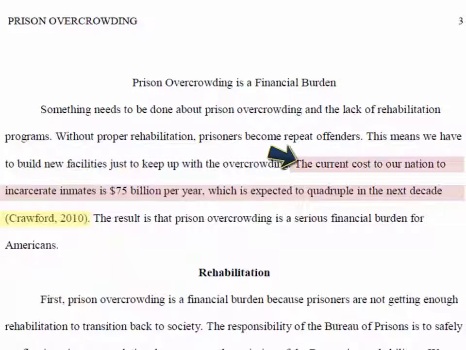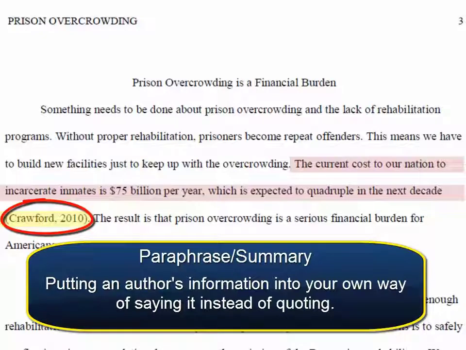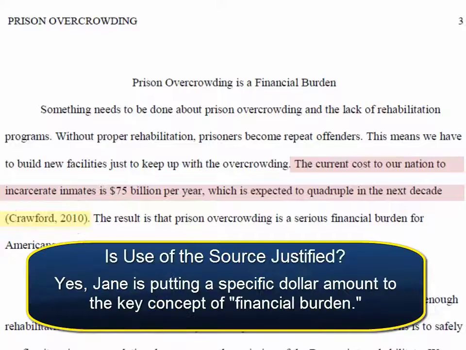Now this sentence: The current cost to our nation to incarcerate inmates is $75 billion per year, which is expected to quadruple in the next decade. Crawford, 2010. This is clearly statistical information associated with a single source, Crawford. It's not common knowledge, and so must be cited. Notice that Jane chose not to quote from Crawford, but to put the stats in her own sentence. This is a good choice, because quotations should be used only when the original wording is important for some reason.